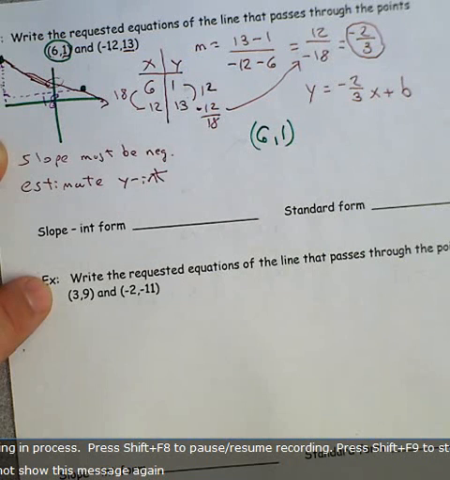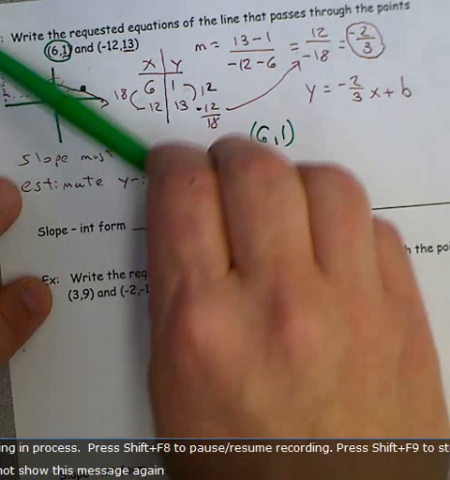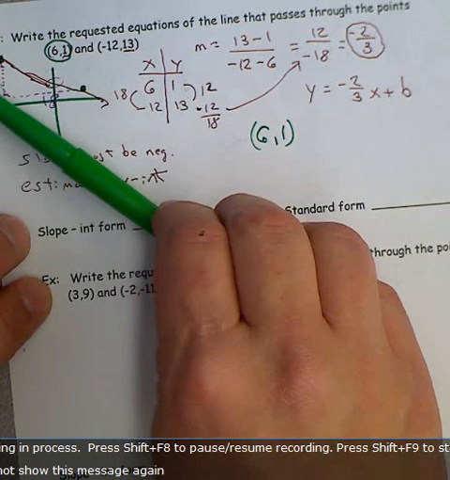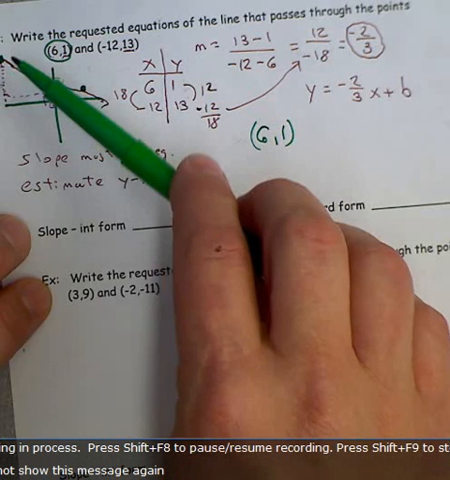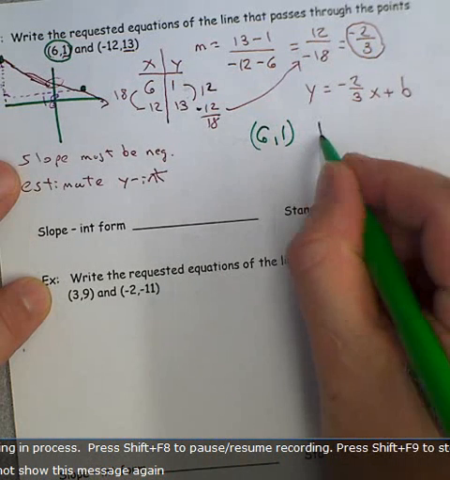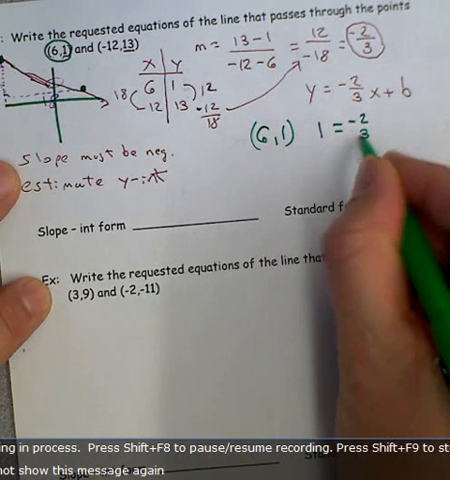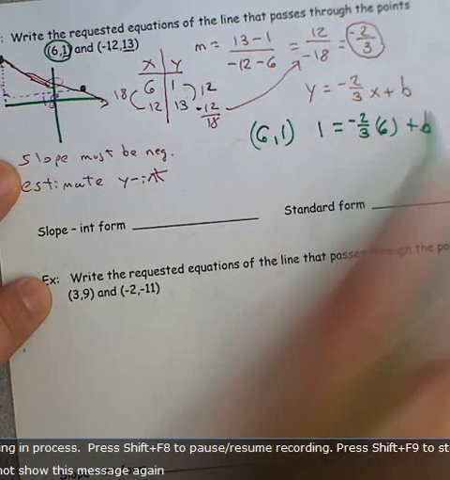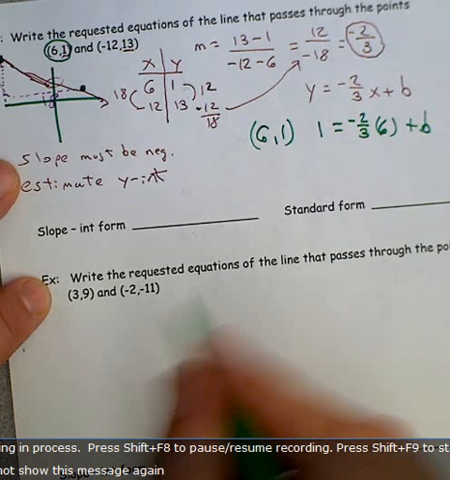The reason I'm doing that is because there are a lot of different lines with the slope of negative 2/3. They're all parallel to each other. But I lock it in when I grab this point and make it go through there. Again, when y equals 1, x will be 6 for the line I want. And I can find out what b value will do that.